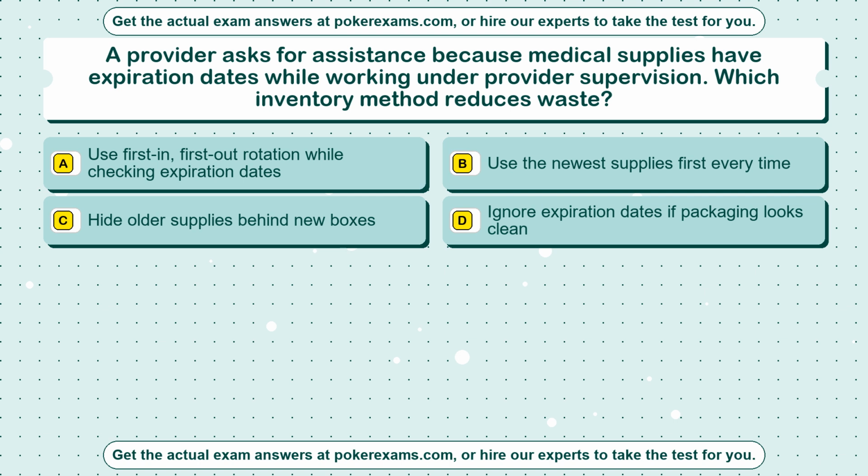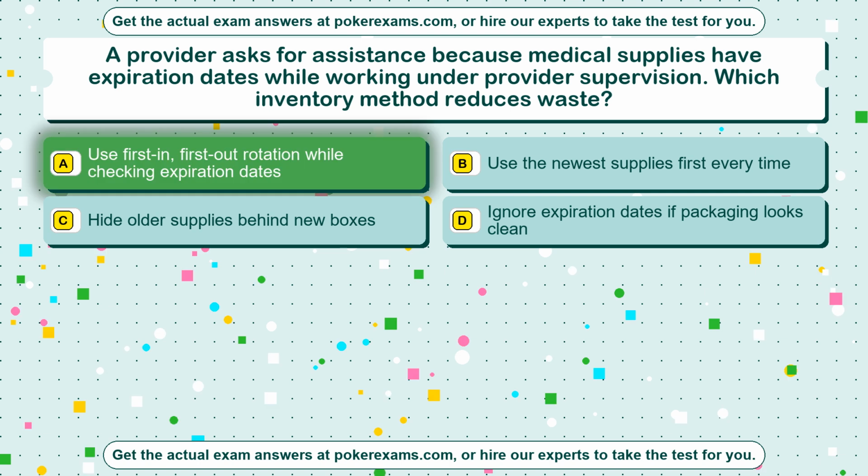Option A, use first in, first out rotation while checking expiration dates. Option B, use the newest supplies first every time. Option C, hide older supplies behind new boxes. Option D, ignore expiration dates if packaging looks clean. The correct answer is option A, use first in, first out rotation while checking expiration dates.